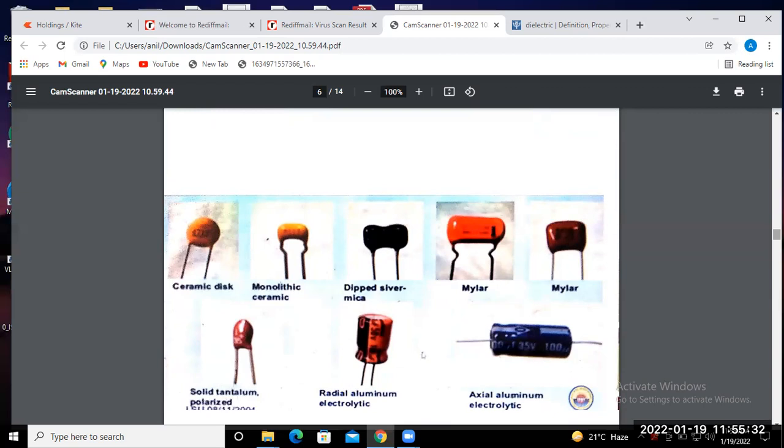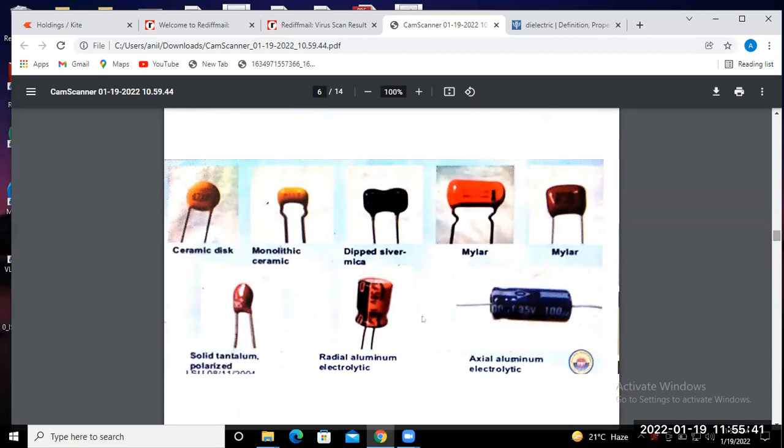I think you may have seen this type of capacitor in your home also.